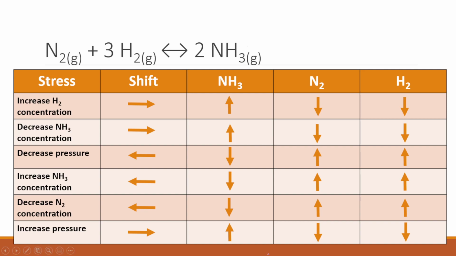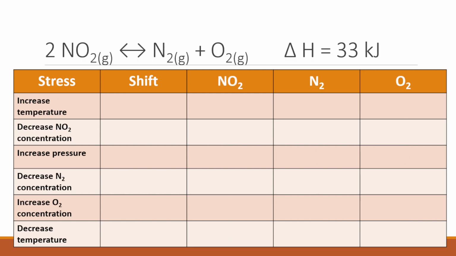Let's look at another chart, another table. New reaction. This one, I'm giving you the delta H. This is a positive delta H. It tells us that this is an endothermic reaction. It means energy is a reactant. Right? We need energy in order to have this reaction happen. It means that energy goes on the left side. So we're going to put the 33 kilojoules on this side.